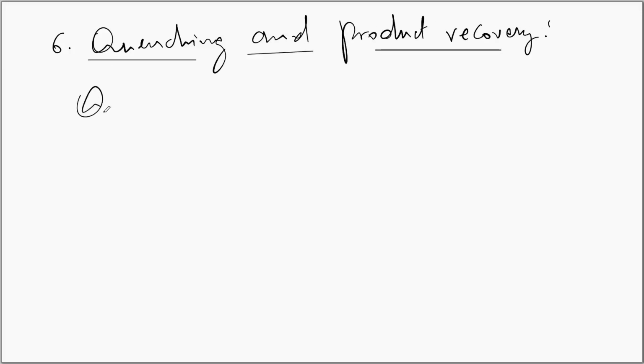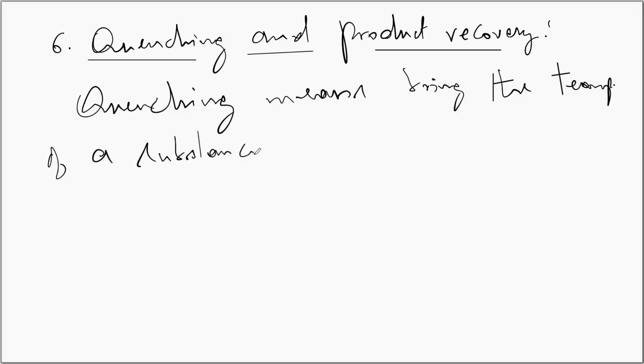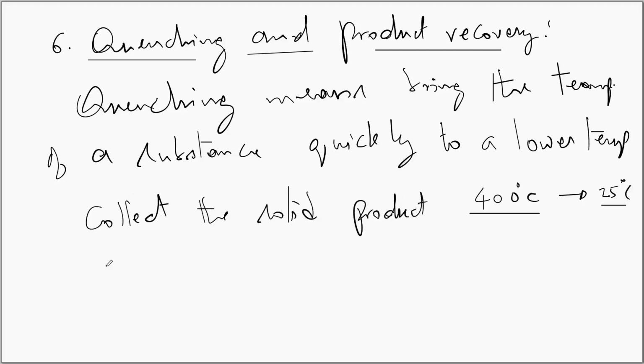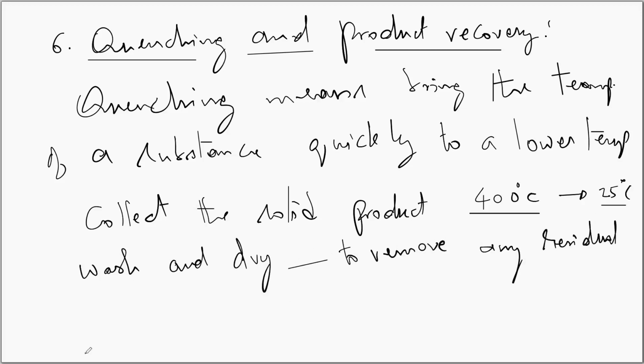Quenching essentially means bringing the temperature of a substance quickly to a lower temperature. Suppose we have the material at 400 degrees Celsius and we may quench it down to a temperature of say 25 degrees Celsius. After quenching, we collect the solid product, wash the product and dry the product to remove any residual impurities or byproducts.